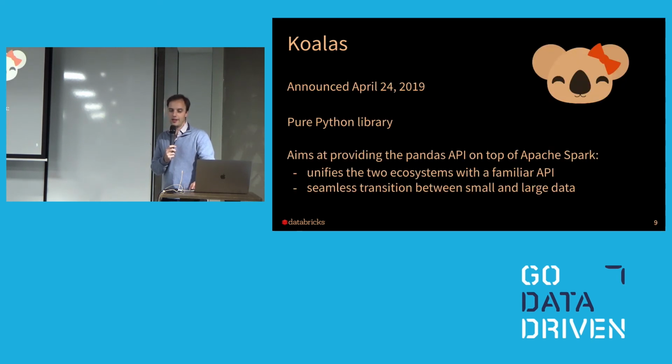So this is why we created Koalas. We started on this project about a year ago, and we announced it at the previous Spark Summit in April. So Koalas is a pure Python library. You can simply install it like you would do with Pandas or any other Python package, and it really aims at providing a bridge between these two paradigms. So in that sense, it gives you the familiar interface of Pandas on top of Spark, and it also gives you the ability to take all the advantages of Spark and run them on top of some code that you have written already for Pandas.